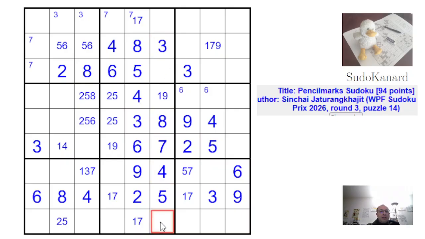3 and 8 are not here, so they must be there. And this can now only be a 6. This column needs 1, 2, and 9. The 2 goes there. This is from 1 and 9. And this is from 1, 7, 9.